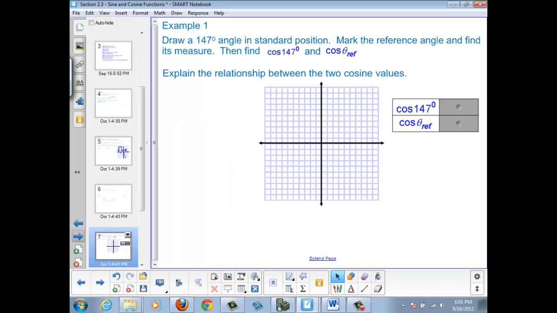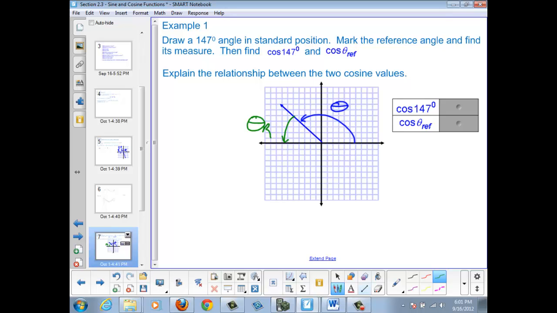So let's start by drawing a 147-degree angle in standard position. So that would put us in the second quadrant. And if we're going to draw the angle, again, we always start from the positive horizontal axis. So this is my angle theta, 147 degrees. Now I want to find the cosine of 147 and the cosine of the reference angle. To mark the reference angle, remember the acute, positive angle attached to the horizontal axis.